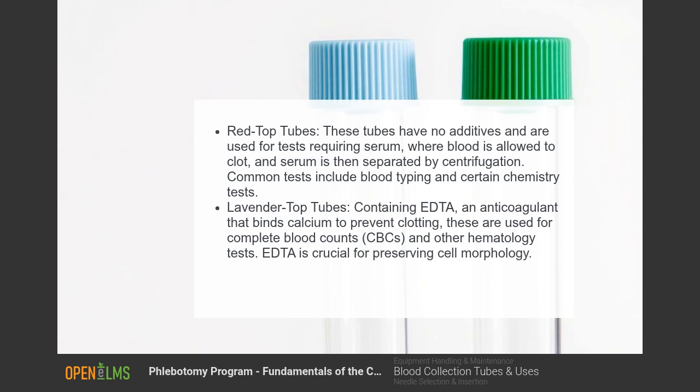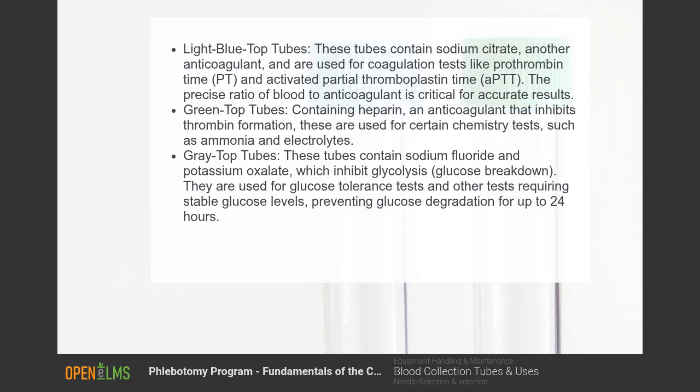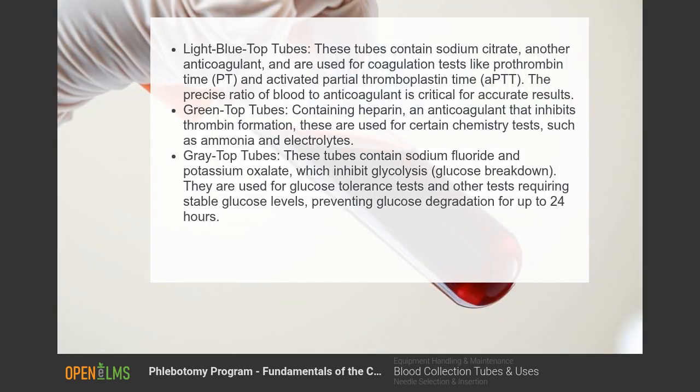Common tests include blood typing and certain chemistry tests. Lavender top tubes contain EDTA, an anticoagulant that binds calcium to prevent clotting. These are used for complete blood counts. Light blue top tubes contain sodium citrate, another anticoagulant, and are used for coagulation tests like prothrombin time (PT) and activated partial thromboplastin time (APTT).